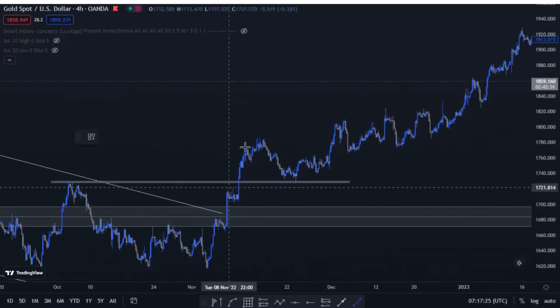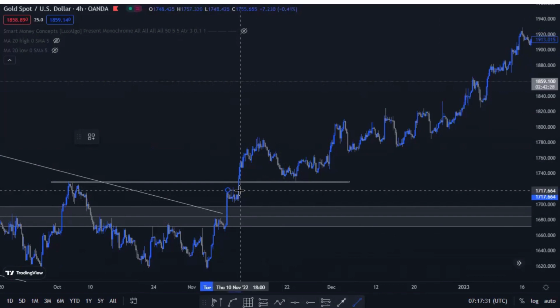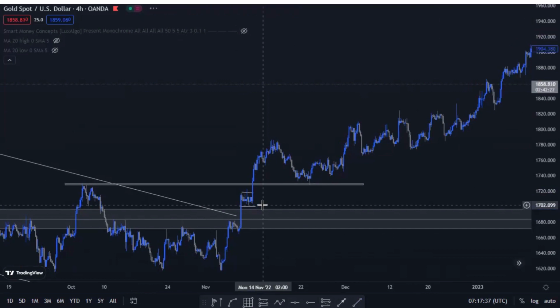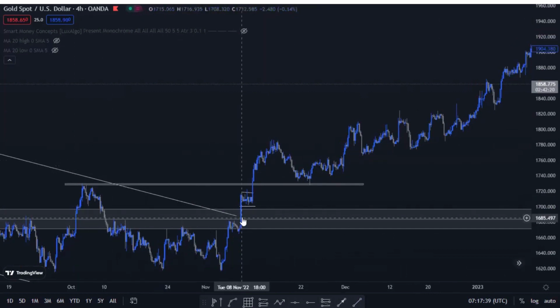Market broke out. Also, since we are on a 4-hour time frame, you can see that we also had a small correction right here, which is going to be very visible on a lower time frame. What you would have done is at least wait for the market to break out of this correction right here, and as soon as it breaks out of this correction, you can now buy.